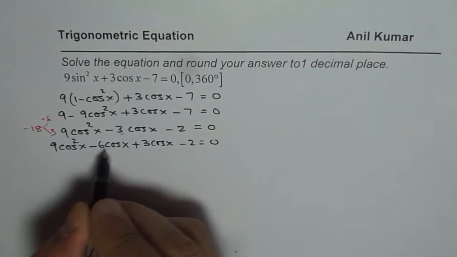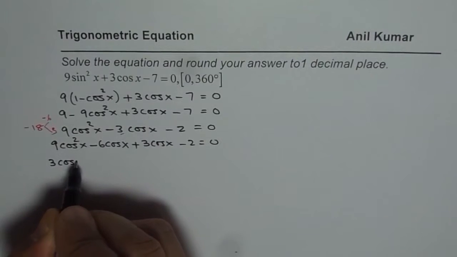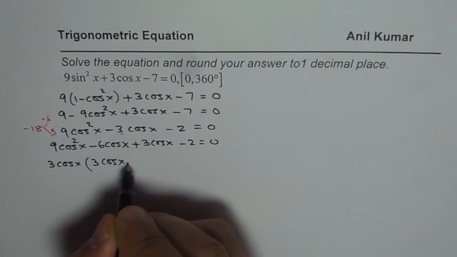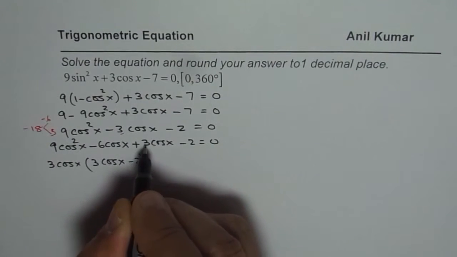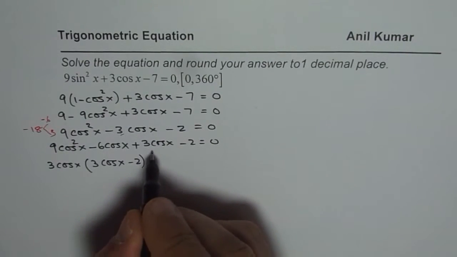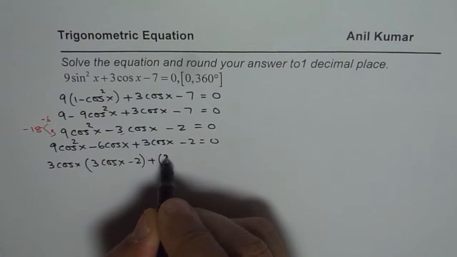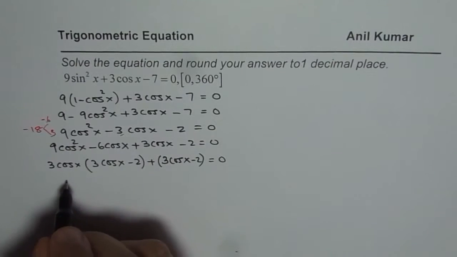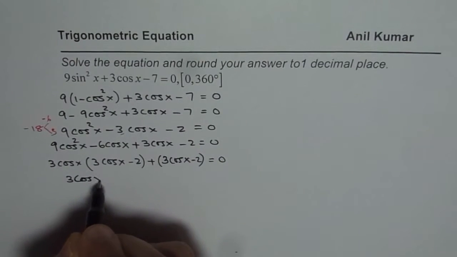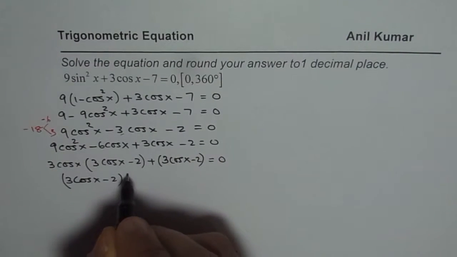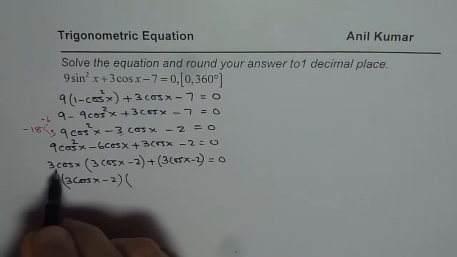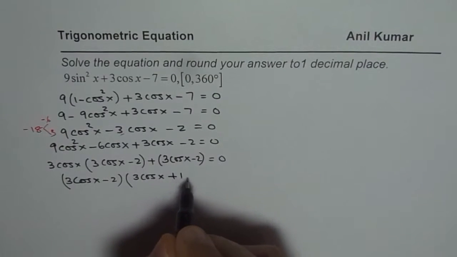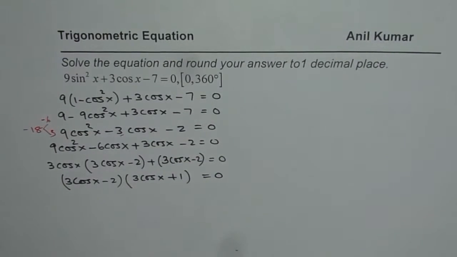Combine these terms. 3 is common, right? So 3 cos x is common. So we get 3 times 3 is 9 cos x minus 2. And on this side, we again get 3 cos x minus 2. We'll put them in brackets. 3 cos x minus 2 equals 0. Now we'll take 3 cos x minus 2 as a common factor. We're left with 3 cos x plus 1 from the other side equals 0.